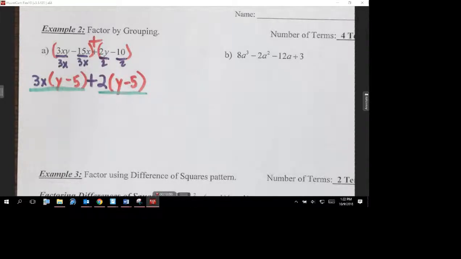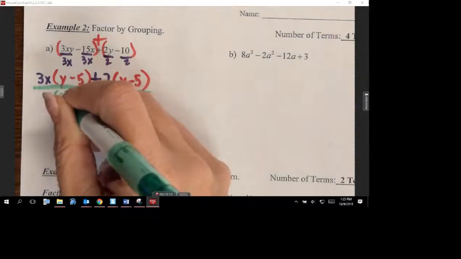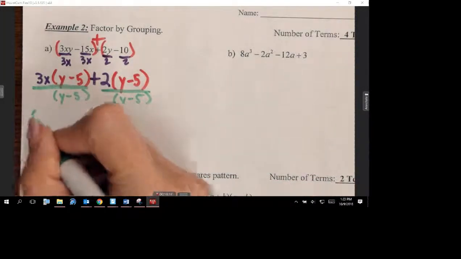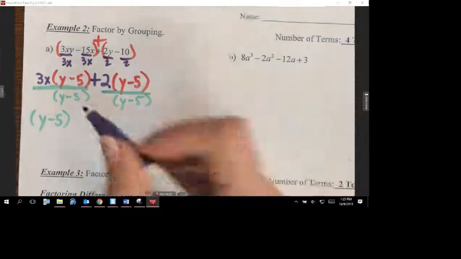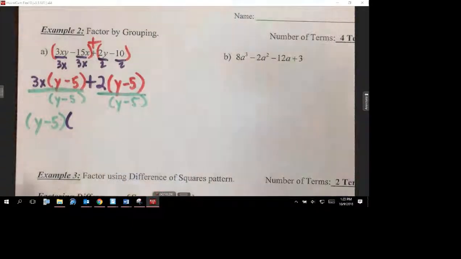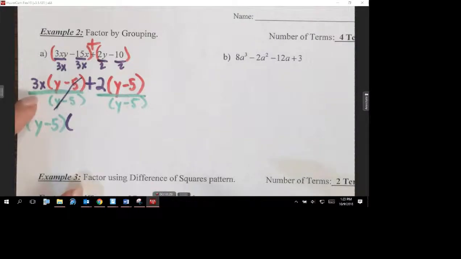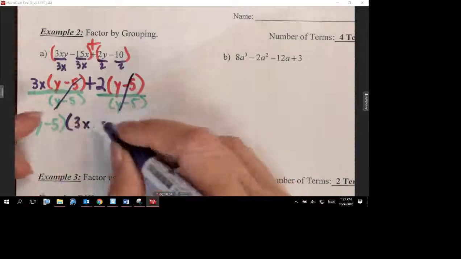Is there something in common above my green line? Edwin? Exactly. The y minus 5 is common. So I'm going to factor out the y minus 5. I'm going to undistribute the y minus 5. So if I undistribute it, it goes in front, and then we open up a new parenthesis. So when I factor out that y minus 5, what is left over above that green line? 3x, and then above the other green line, plus 2.